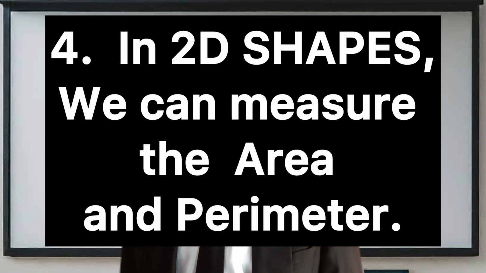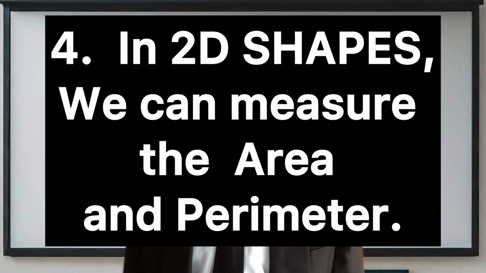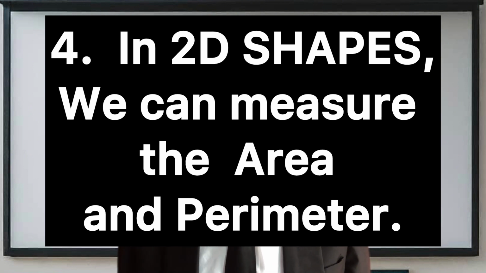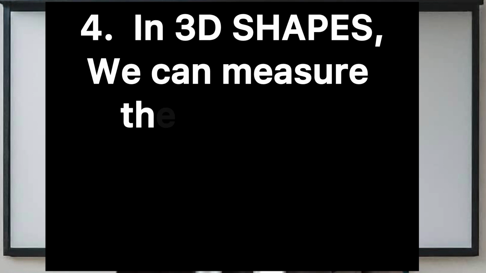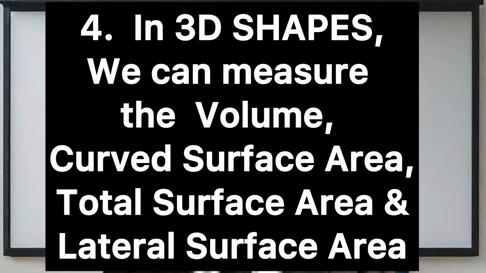And the last one concerning 2D shapes is that we can measure area and perimeter in 2D shapes. You can measure the area of a 2D shape or the perimeter of a 2D shape. But when you talk about a 3D shape, you can measure their volume, their total surface area, their curved surface area, and their lateral surface area.